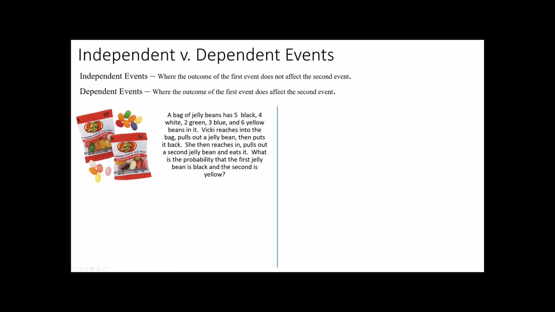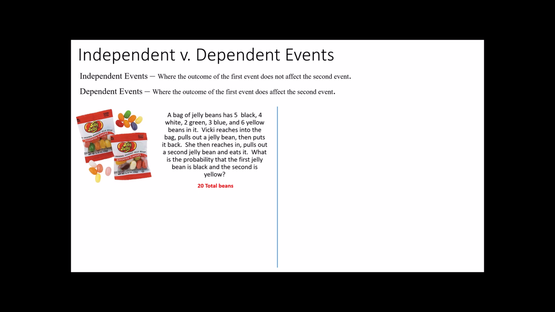She then reaches in, pulls out a second jelly bean, and eats it. What is the probability that the first jelly bean is black and the second jelly bean is yellow? Well, the first thing we need to know is how many jelly beans are there altogether? 5 black, 4 white, 2 green, 3 blue, and 6 yellow, for a total of 20 beans.